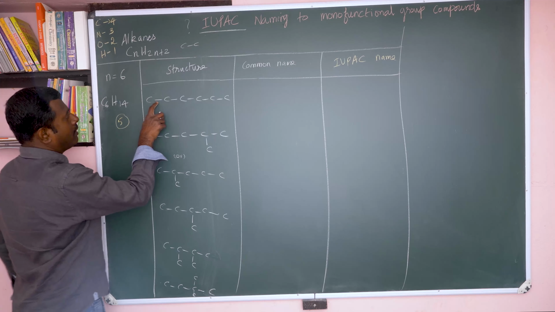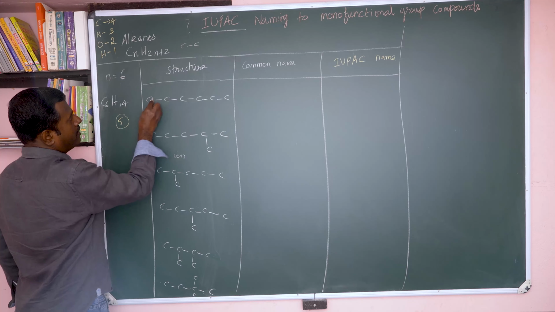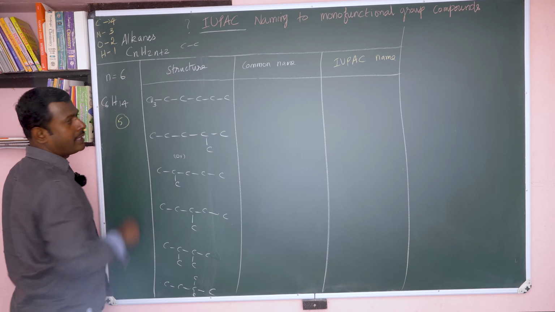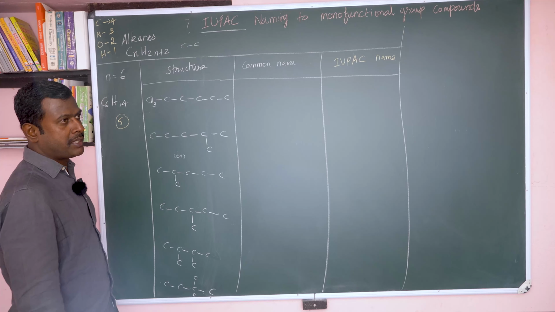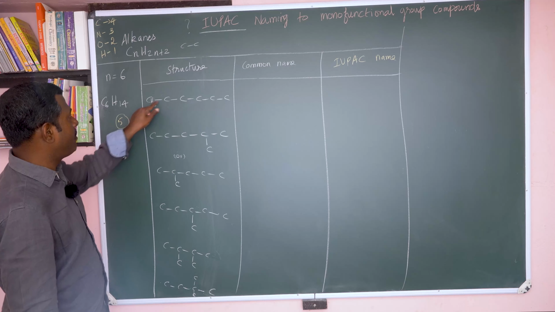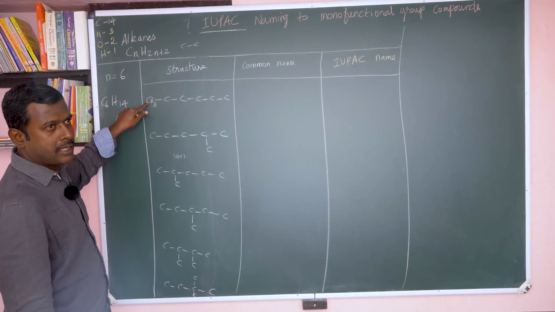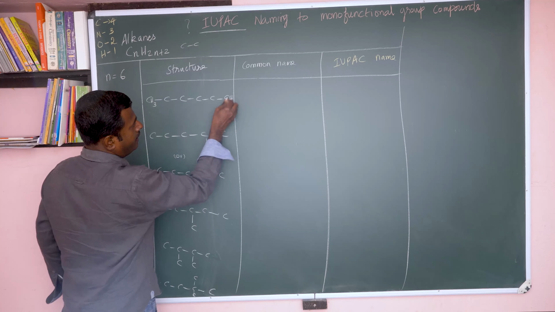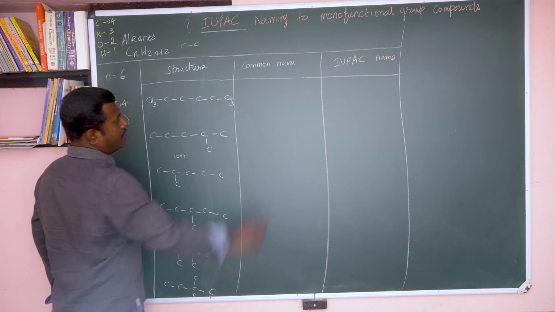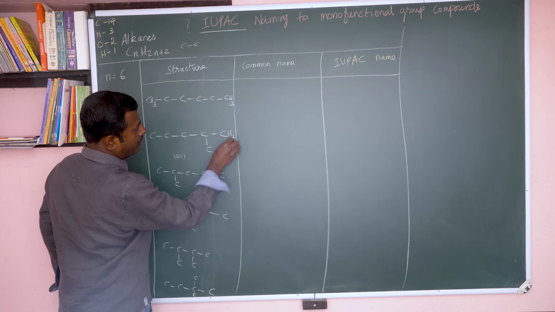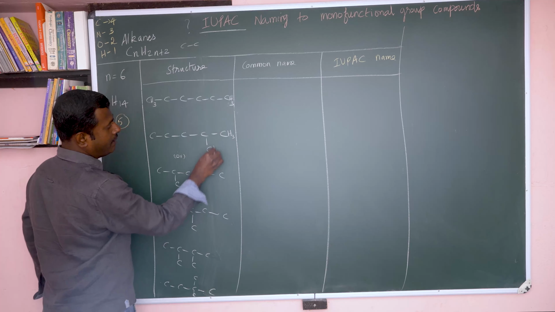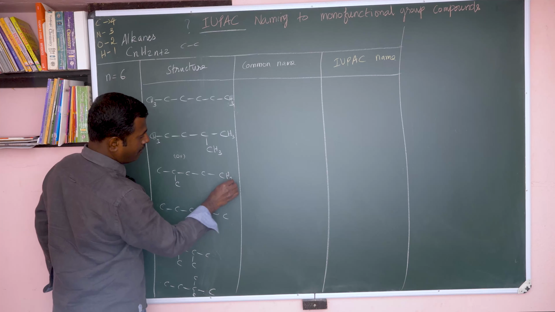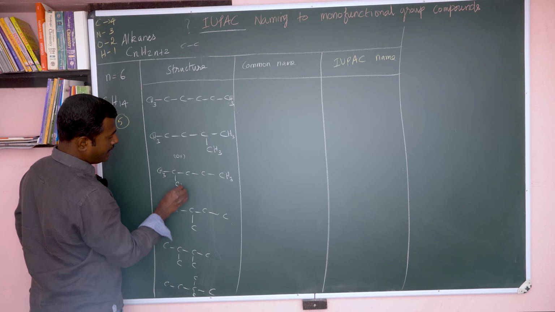So one bond means already one valency filled. So for 4 valencies, I write H3. Each hydrogen carries 1 bond, so 3 hydrogens means 3 bonds. Already 1 bond is there, so 3 plus 1, 4. So for this adjacent corner carbon, 4 valency is satisfied. So here also I write CH3. So all the corner carbons with only 1 bond will have 3 hydrogen atoms.